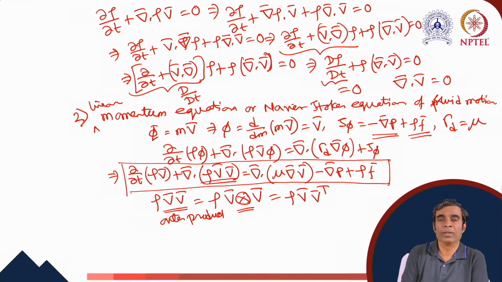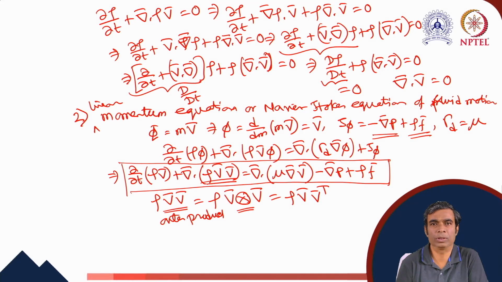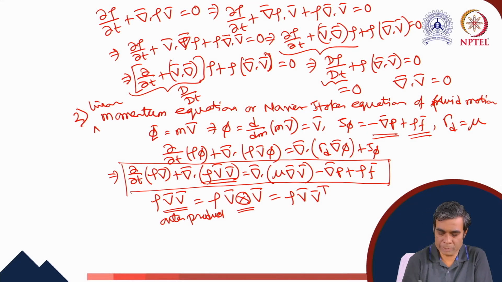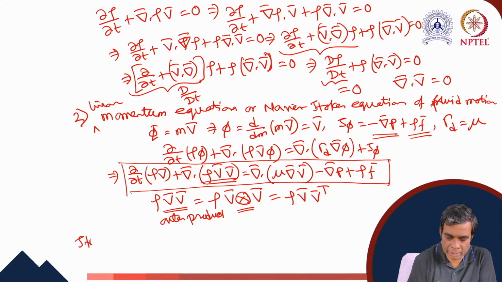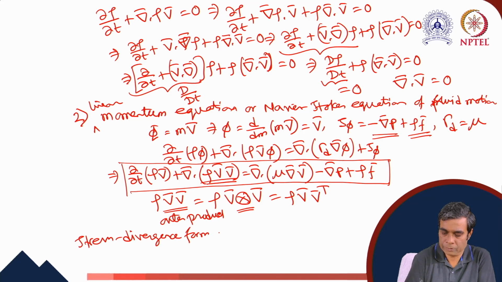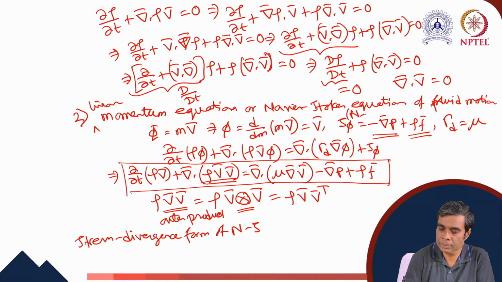So this is the strong conservative form of the momentum equation. Now, the most popular form which we use in the Navier-Stokes equations, that comes from the finite element formulation, is known as the stress divergence form. The stress divergence form of the NS equation. NS means Navier-Stokes. The stress divergence form of the Navier-Stokes equations.